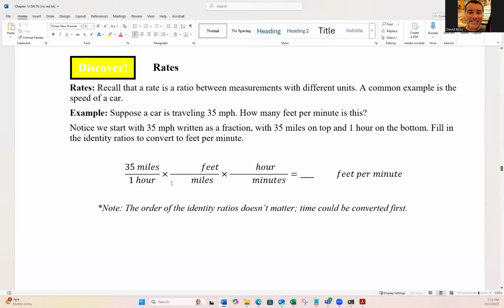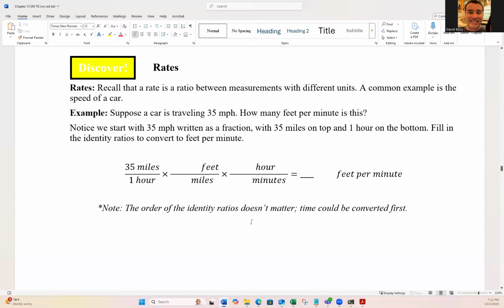All right, let's get started again. Okay, so now we're going to look at rates. Rates are a little bit more complicated because it's not just 35 miles, it's 35 miles divided by 1 hour that you're starting with. So in order to convert, you're going to need to do multiple changes to the top and bottom of the fraction.